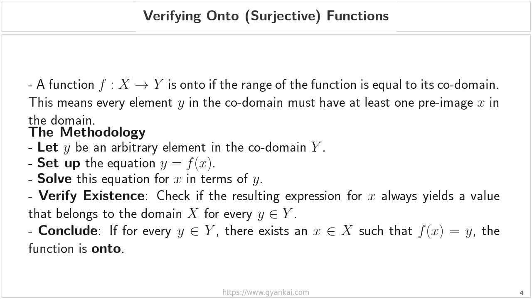Finally, we draw our conclusion. If we can demonstrate that for every y in Y, there exists a corresponding x in X such that f of x equals y, then the function is officially verified as onto. To see this process in action, let us move to the next slide where we will apply these steps to a concrete linear function example.